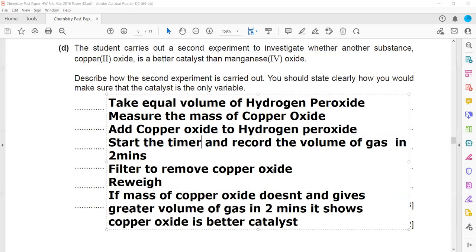Is it clear how we work out that copper oxide is a better catalyst? Any doubt here till this point? So when a substance is a catalyst, it chemically does not change and it just alters the rate of reaction.